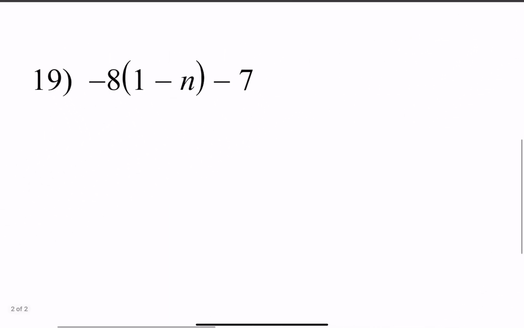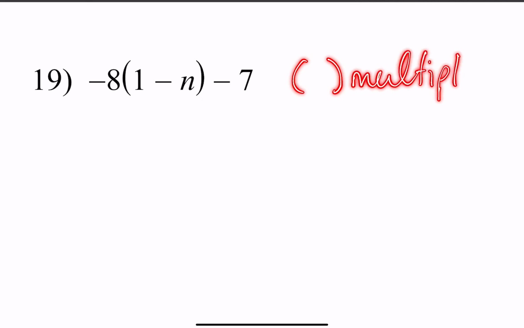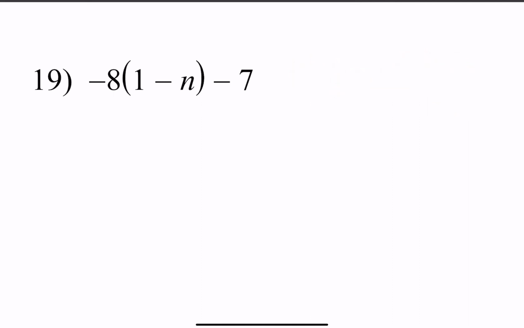19. So we got parentheses now. So we got negative 8, parentheses 1 minus n, close that parentheses, minus 7. Well, in my parentheses here, I have 1 minus n. Well, these aren't like terms, so we can't do anything with them. That's all we can do there. But what we can do, remember, parentheses mean that we multiply. It's another version of showing multiplication.